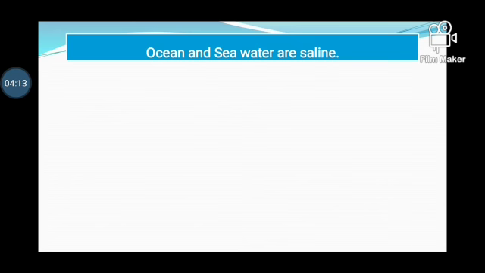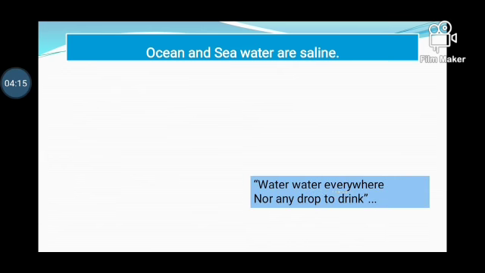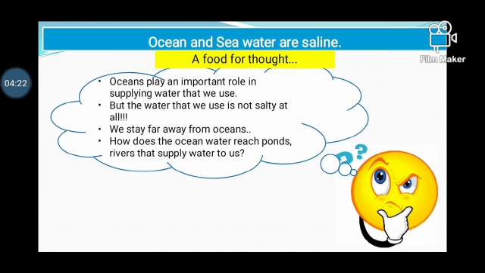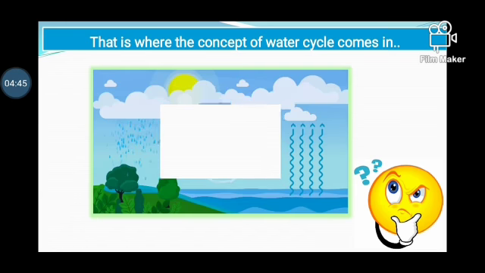Ocean and sea water are saline. Water everywhere, not a drop to drink. Oceans play an important role in supplying the water that we use. But the water that we use is not salty at all. We stay far away from oceans. How does the ocean water reach the ponds and rivers that supply water to us? That is where the concept of the water cycle comes in.